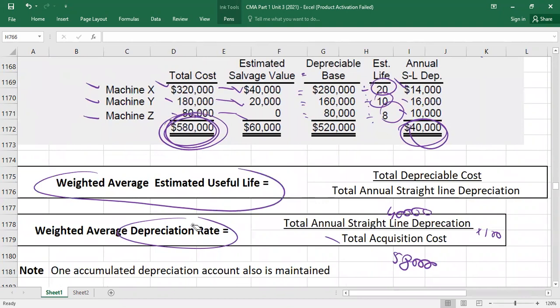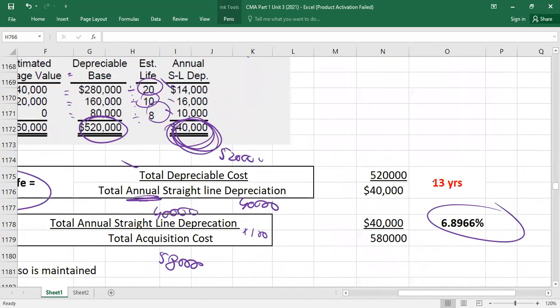What is the formula, guys? Total depreciable cost. Depreciable cost means the depreciable base. The depreciable base is here: 520,000 divided by annual straight line depreciation. Annual depreciation is how much? 40,000. If I divide, I will get an average life of 13 years.